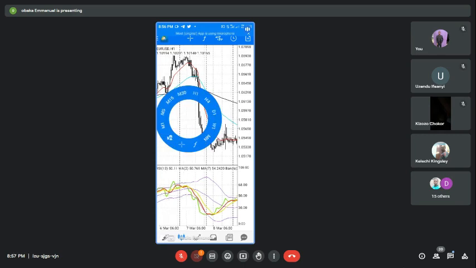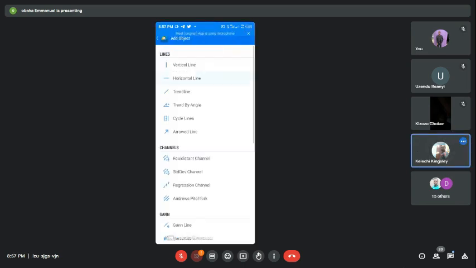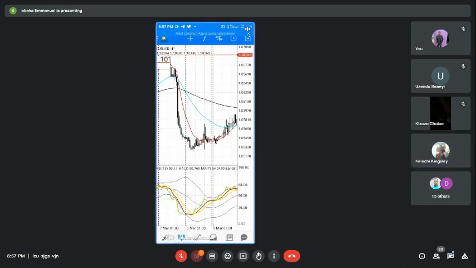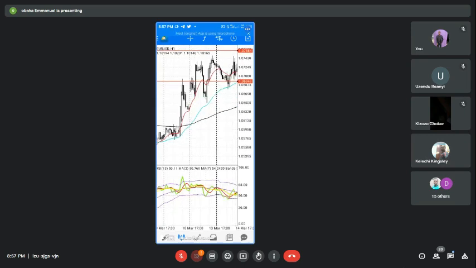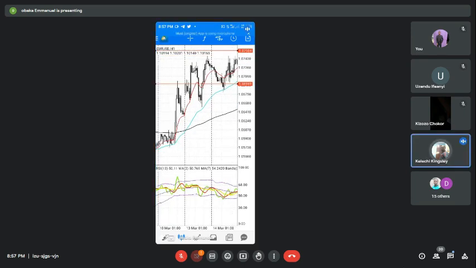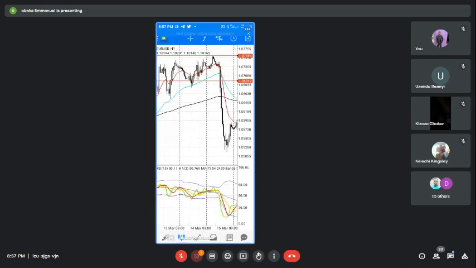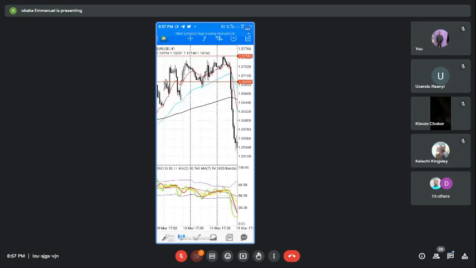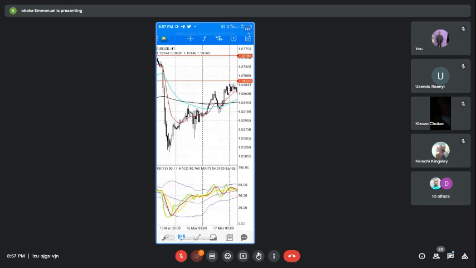This here led to the structure. Okay, so when they took out the structure here, I waited for my ID 50 here and I bought, and you see how it went my way. So I should get 50 pips from there.